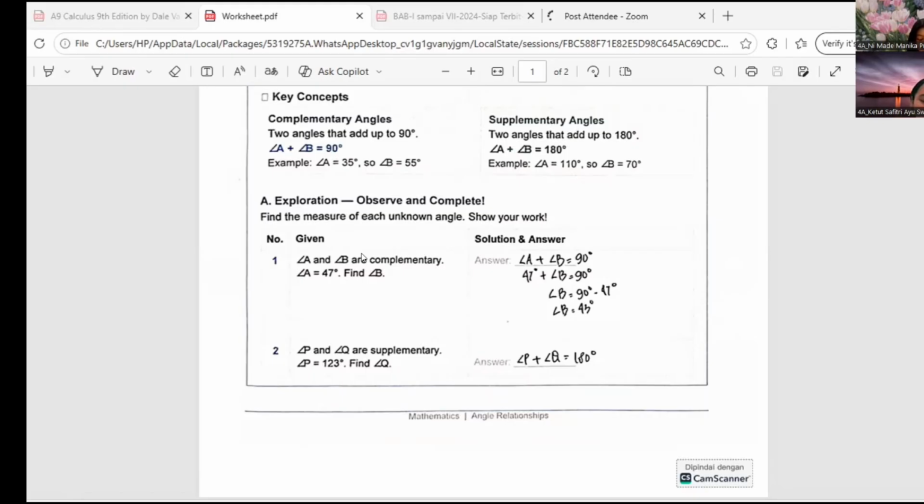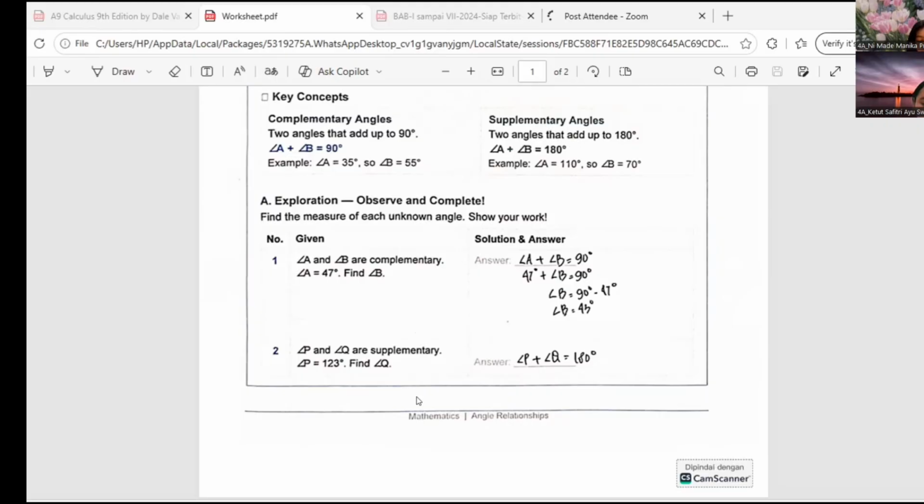For the answer number 1, for the first question, angle A and angle B are complementary angles. Their sum equals 90 degrees. We are given that angle A is 47 degrees. To find angle B, we subtract 47 degrees from 90 degrees, so angle B is 43 degrees.